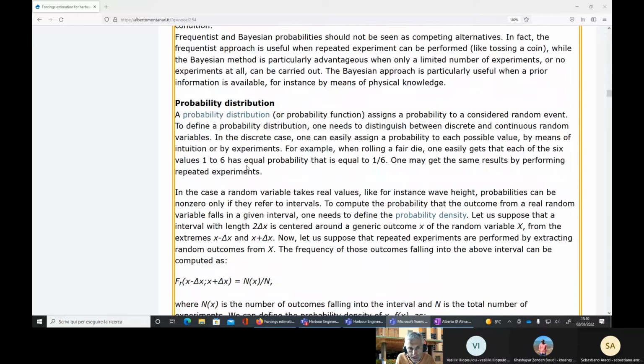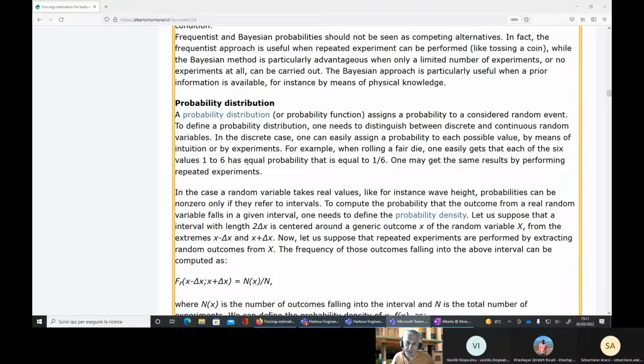Look at the screen now. What is a probability distribution? I just want to give you the reading of the first statement. A probability distribution or probability function assigns a probability to a considered random event. Don't be scared when people say probability distribution. Usually when this term is evoked, one thinks about complicated analytical relationships. You don't need to be concerned. It's just a function that gives probability to a considered random event. For tossing a coin, the probability distribution is nothing else than a function that gives 0.5 to the head and 0.5 to the tail.